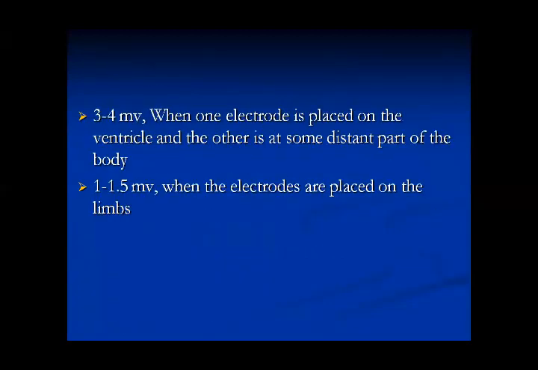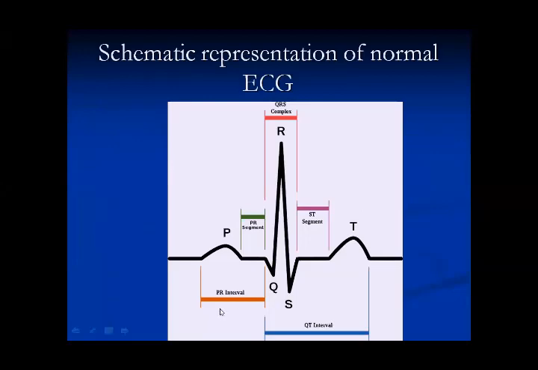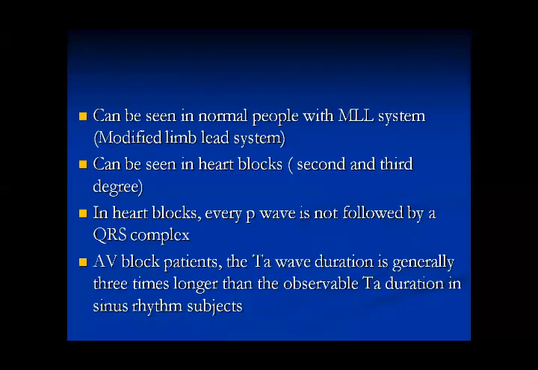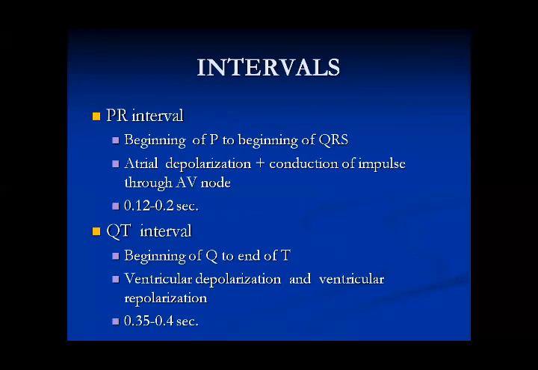this is the one. From the beginning of P to the beginning of R or Q, you can call it PR interval or you can call it PQ interval, depending upon which wave is present. If Q wave is present, then it is PQ interval. If Q wave is absent, then it is PR interval, right? Its duration is usually from 0.12 to 0.2 seconds, right? And it represents atrial depolarization plus conduction of impulse through AV node.